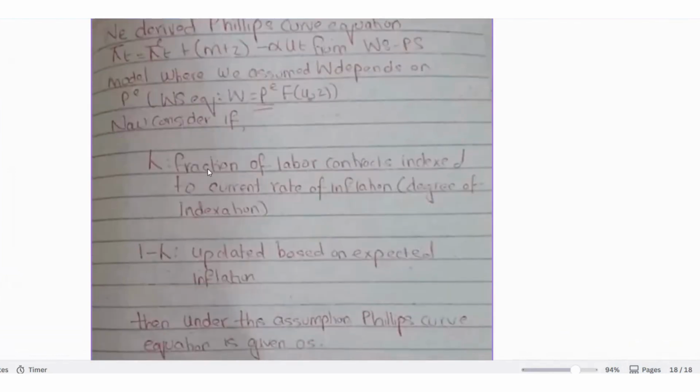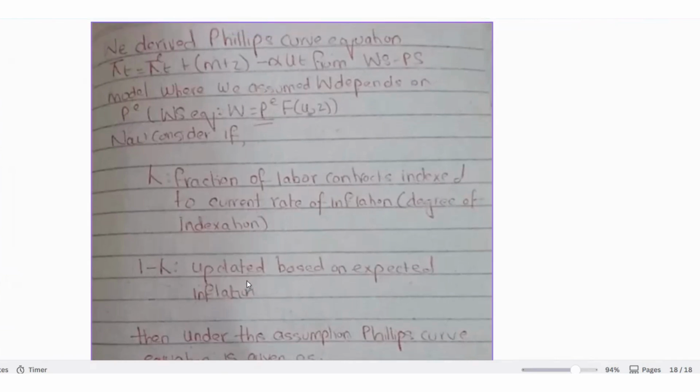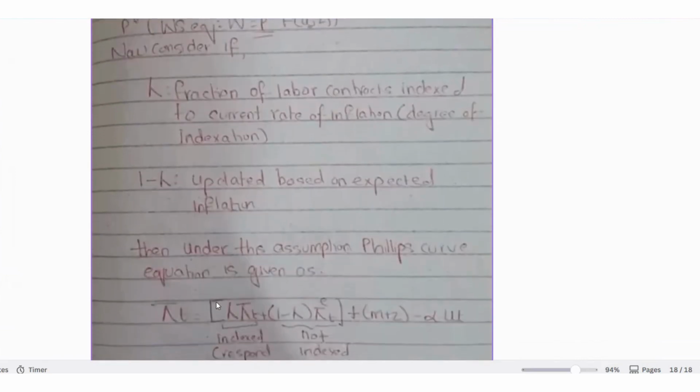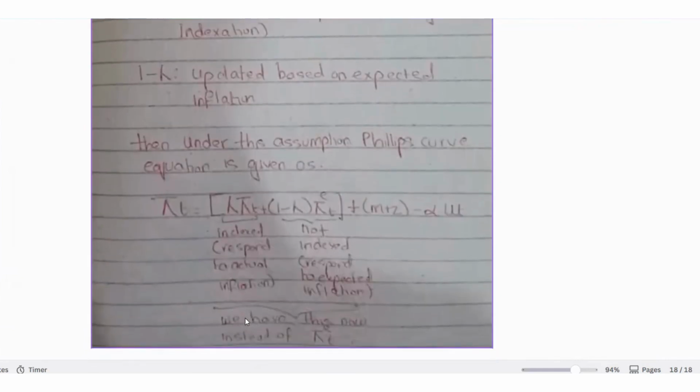Now consider what happens if lambda is the fraction of labor contracts indexed to the current rate of inflation pi t, the degree of indexation, and 1 minus lambda are updated based on expected inflation. Now, under this assumption, how does the equation of the Phillips curve change? Remember, the equation we derived was under the assumption that all wages are based on expected prices, and hence expected inflation comes into play. Now we're saying lambda are based on actual inflation and 1 minus lambda are based on expected inflation. So under this assumption, the Phillips curve equation is given as this.